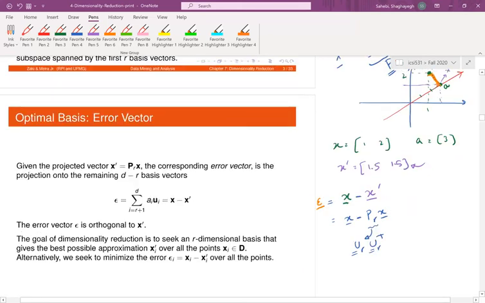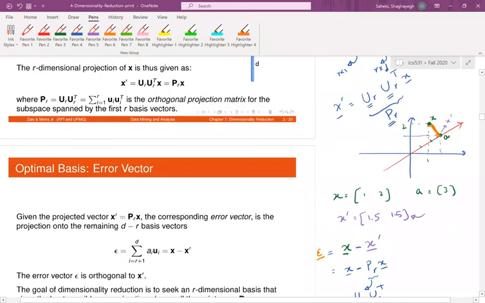In other words, I originally had two basis vectors, e1 and e2, right? And then I had this new coordinate system that was u1. And if I wanted to keep the d dimensions, I would have had this guy u2 here, right? But I am ignoring u2 and I'm just projecting on the direction of u1 here. So I am losing this information in the direction of u2, right?